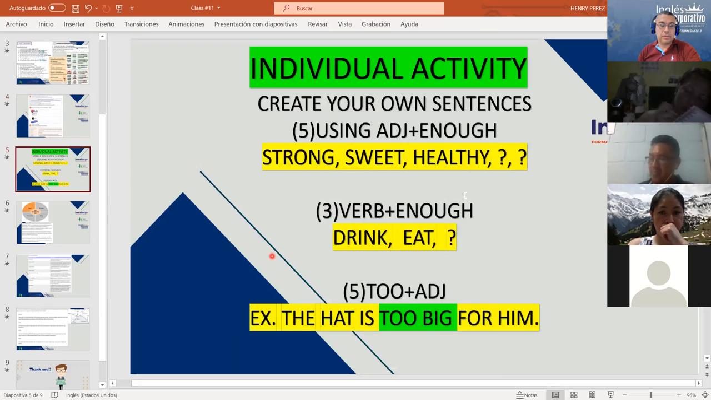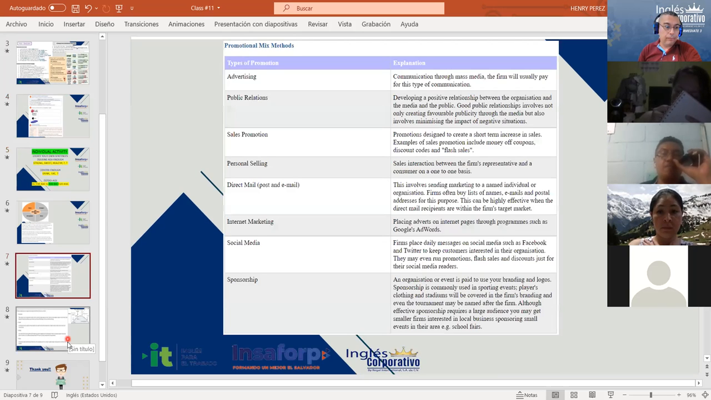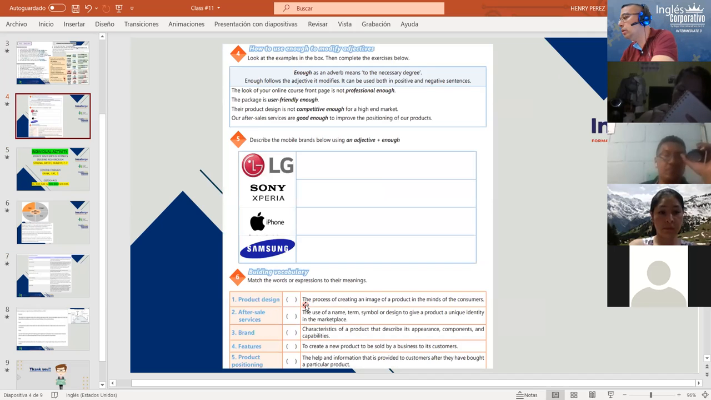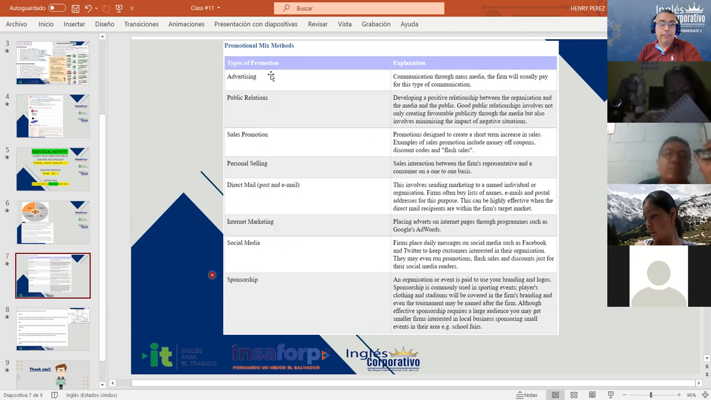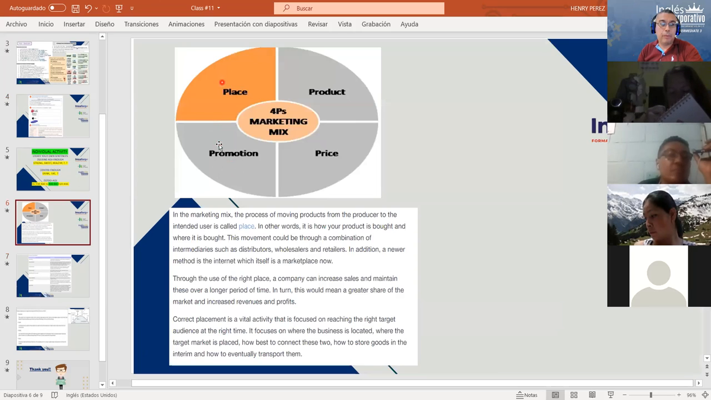And I'm talking about this, okay? Because I have to write down who did it, right? ¿Quién lo entregó y quién no? Y quién hizo la actividad, all right? So this, I'm going to check it. Don't worry about that. And please review this part right here and page 21 and 22 of your module, okay? We're going to talk about place and promotional tomorrow combined.